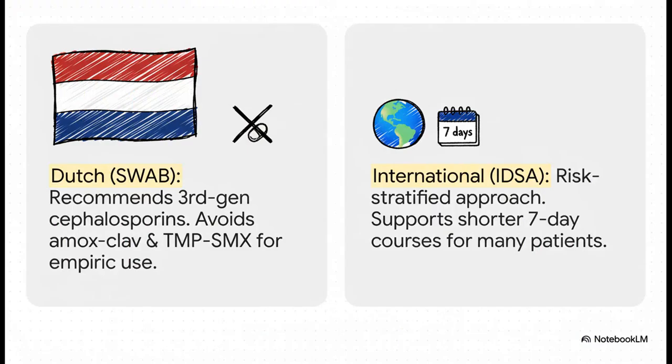It's really interesting when you compare treatment guidelines. You've got the Dutch SWAB guidelines, which are pretty direct based on their local data. Use this, don't use that. Then you have international guidelines from the IDSA, which offer more of a flexible, risk-based playbook. They also really push for shorter treatment courses when patients are responding well, which, as we all know, is a huge part of good antibiotic stewardship.